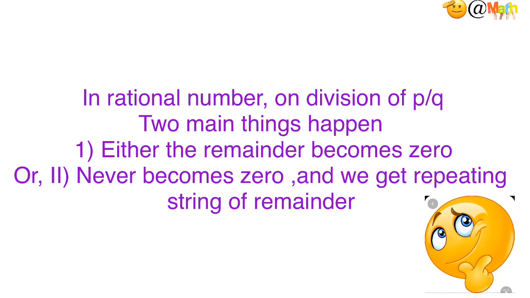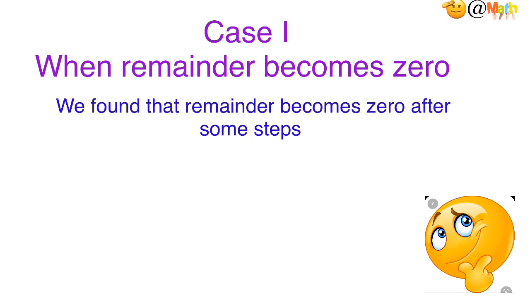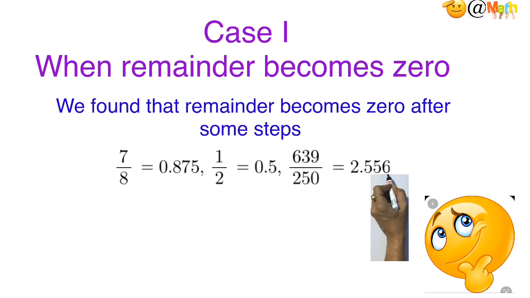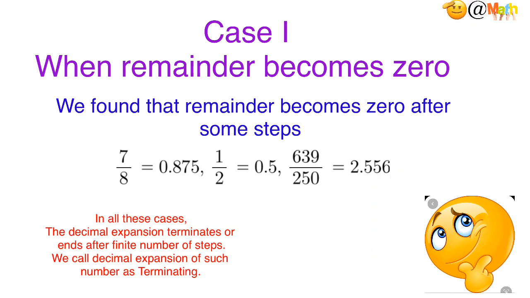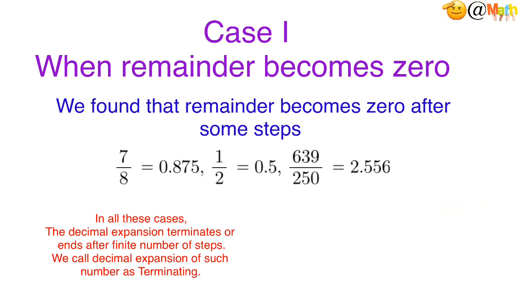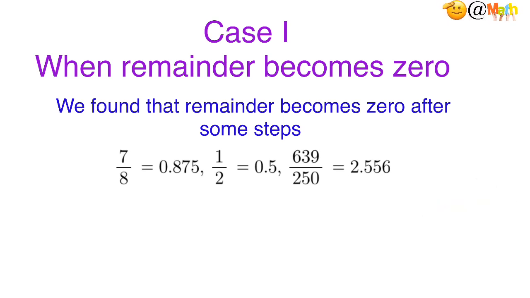In a rational number, on division of p by q, two main things happen. Either the remainder becomes 0 or it never becomes 0 and we get a repeated string of remainders. Case 1, when the remainder becomes 0, we found that the remainder becomes 0 after some steps. 7 by 8 is equal to 0.875, 1 by 2 is equal to 0.5, 639 by 250 is equal to 2.556. In all these cases, the decimal expansion terminates.